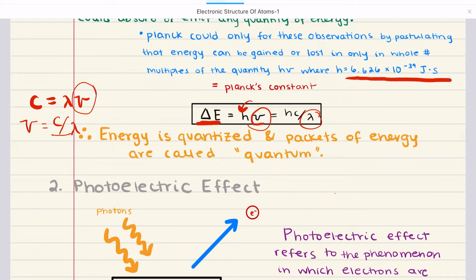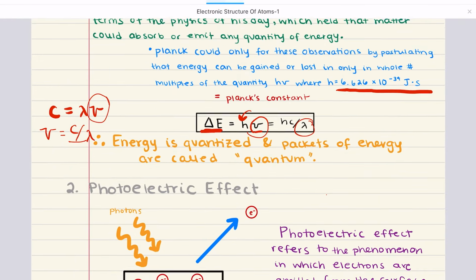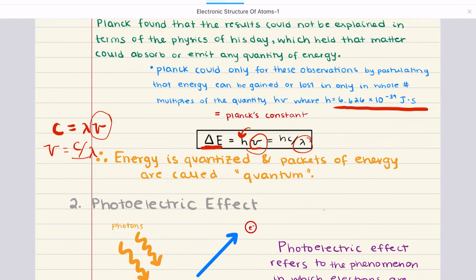Now, Planck's proposal was surprising because it contradicted the classical assumption that energy is continuous, meaning it could be transferred in any amount. Instead, he showed that energy is quantized and it's transferred in discrete units called quanta. And this discovery indicated that energy itself has particulate properties, which fundamentally changed our understanding of physics, and it led to the development of quantum mechanics.